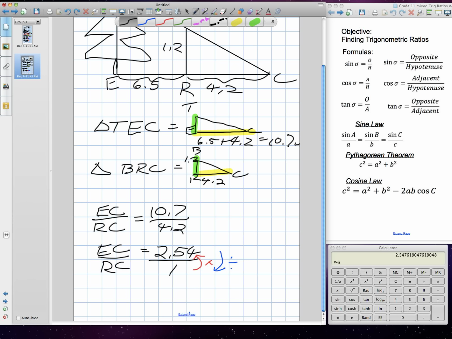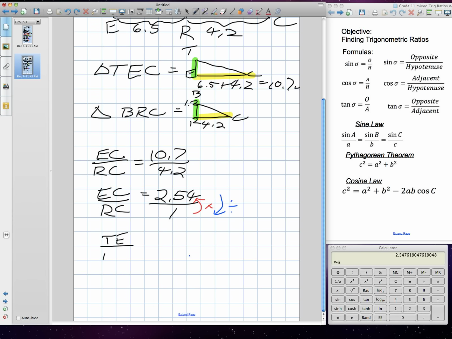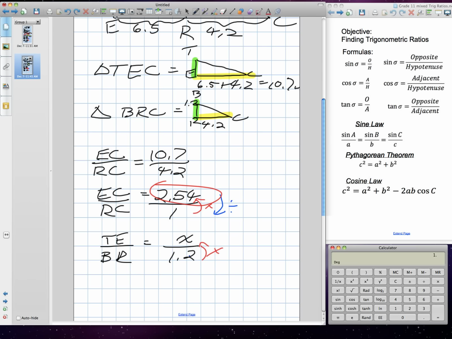So now we're referring to, once again, EC was the larger triangle, so we have TE over side BR. Side BR is 1.2. This is our X. Exact same idea. We need to multiply by our scale factor, which is 2.54, which is 1.2 times 2.54. 3.04.